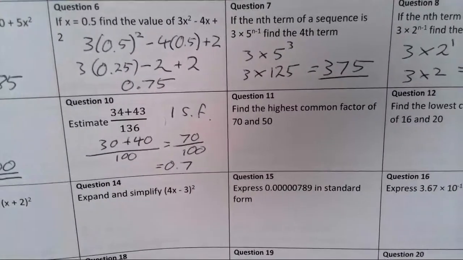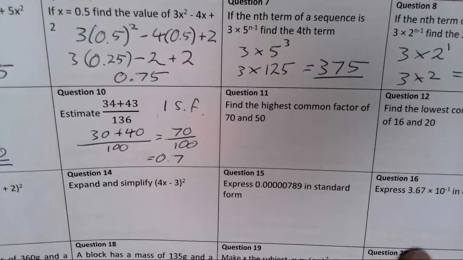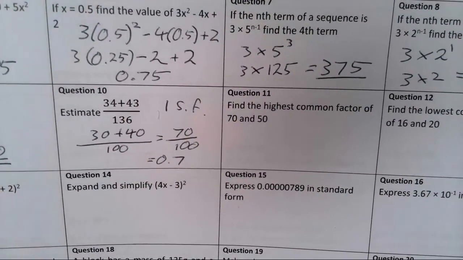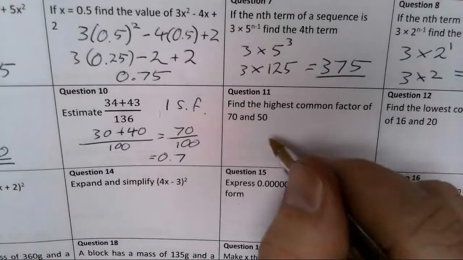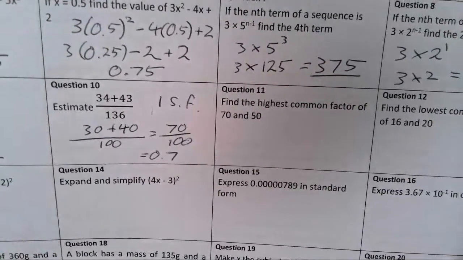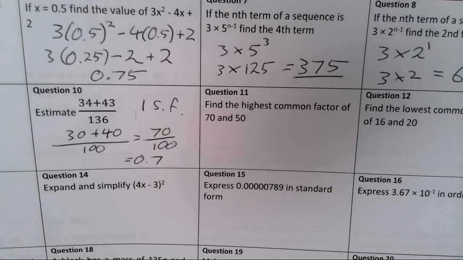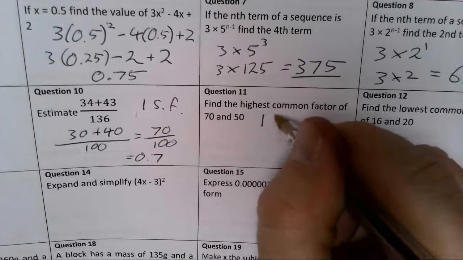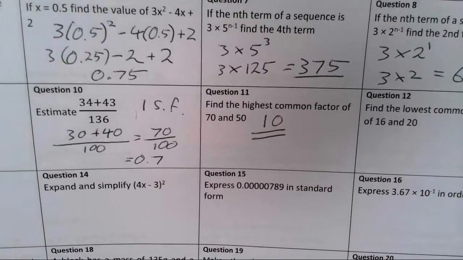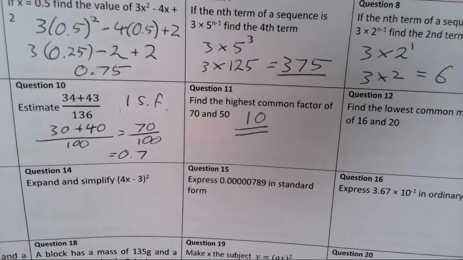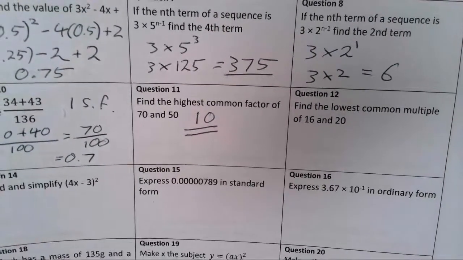Question 11. Highest common factor of 70 and 50. So we can do a factor tree if we need to. Just having a think if there's anything that's stopping me from going for 10. I think it's just going to be 10.